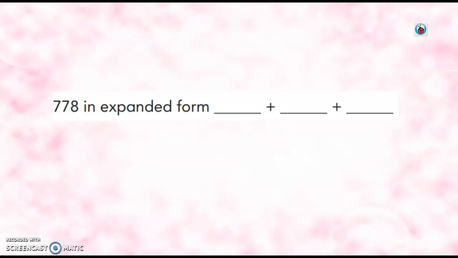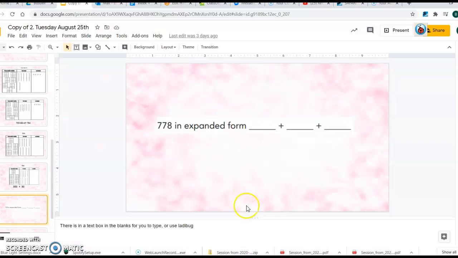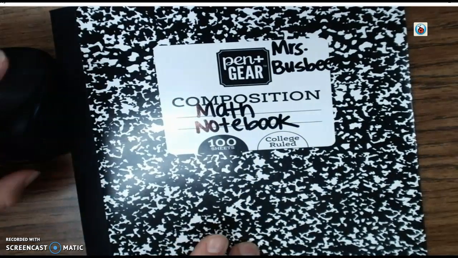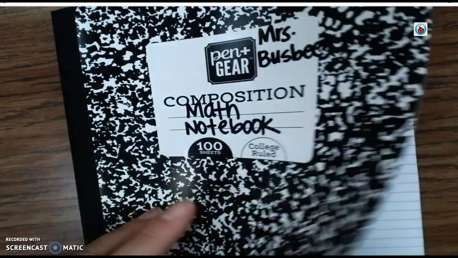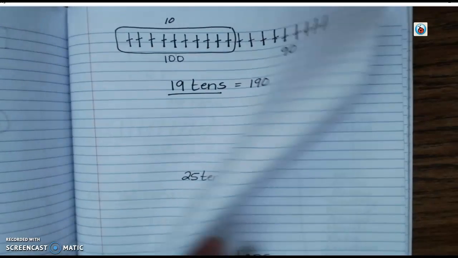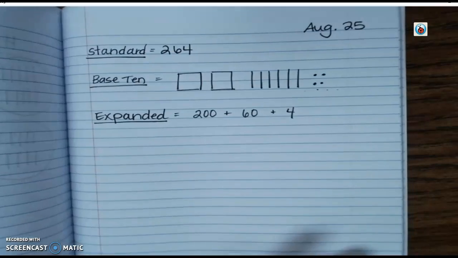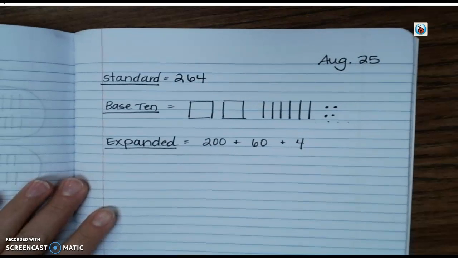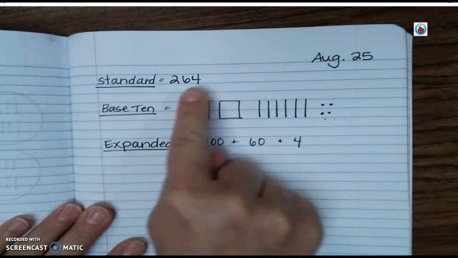This example right here, we are going to do this together. 778 in expanded form. What does that look like? But before you do that, I want you to go ahead and open up your math notebook. Make sure it says math notebook. I'm going to turn my notebook to the next clean page. I know some of you have been working in here. And I want you to go ahead and write this down in your notebook.